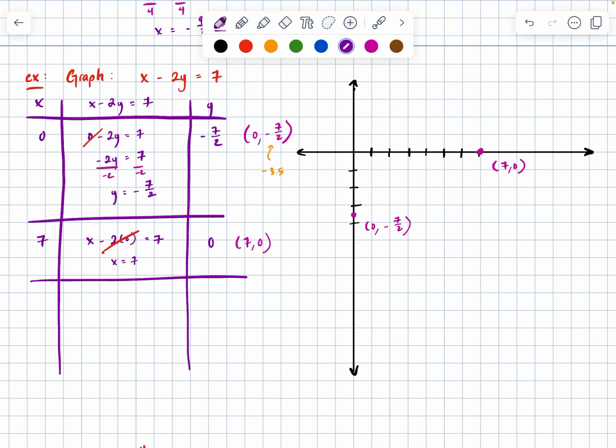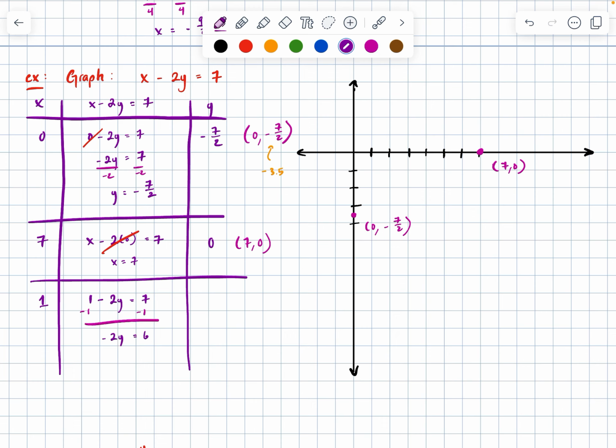And finally, let's find one more point as our fail-safe. Can plug in anything that we want for either x or y. We plugged in for y last time. Let's choose a nice number. Maybe I'll say 1 for x. So plugging in 1 for x, I know that 1 minus 2y is equal to 7. All I need to do is solve for y. So I'll start by subtracting 1 from both sides.